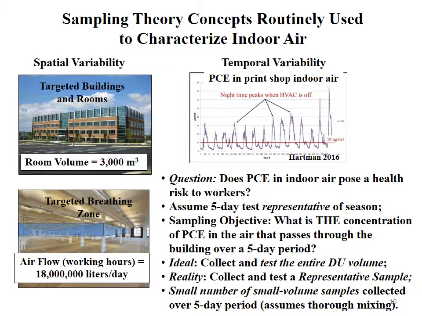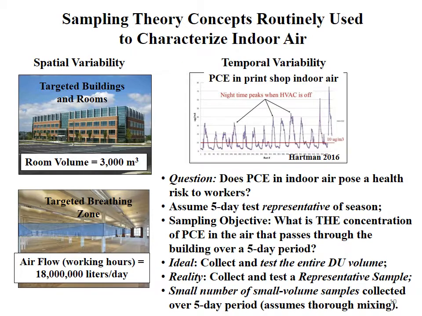In this case, let's just assume the volume of a lower floor targeted room is 3,000 cubic meters. The question is, does PCE in indoor air that's impacted by intruding vapors pose a health risk to workers? And let's assume a 5-day test of the indoor air is representative of a particular season, whether it's the rainy season or the dry season in Hawaii, or the cold season or hot season on the mainland. So the sampling objective in this case is we want to know what is the concentration of PCE in the air that passes through the building over a 5-day period, or in this specific case, the targeted room. We may want to be more specific than that. Within this room itself, we may be most concerned about a targeted breathing zone.